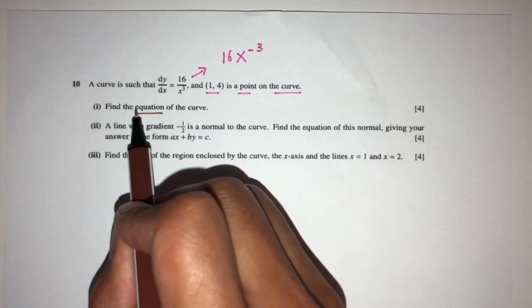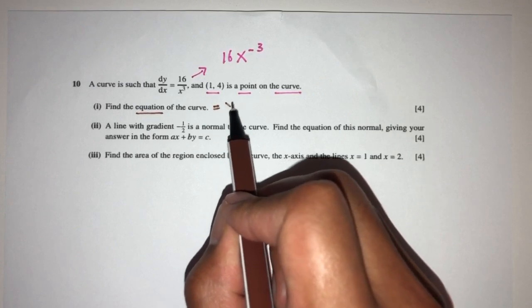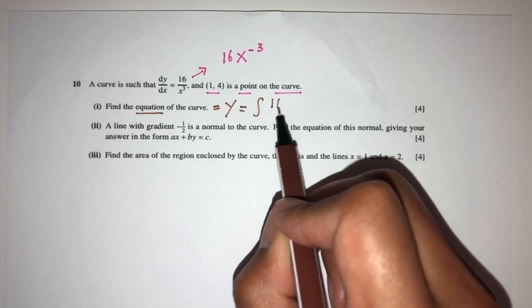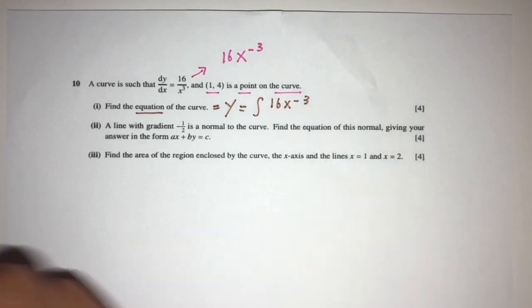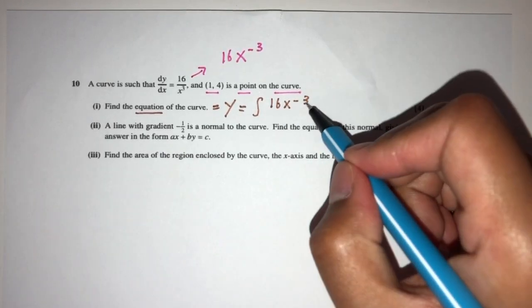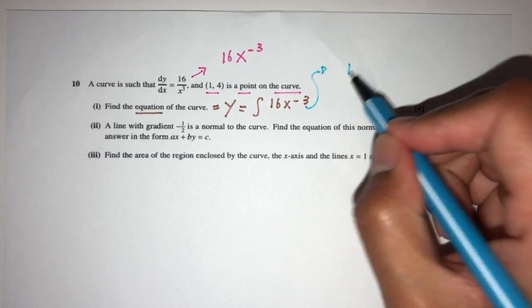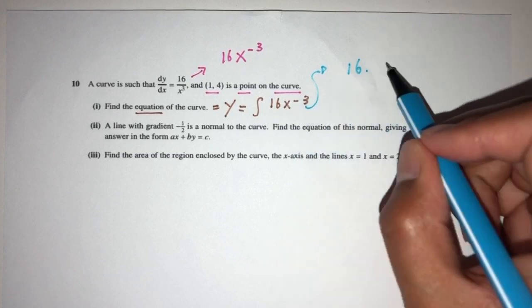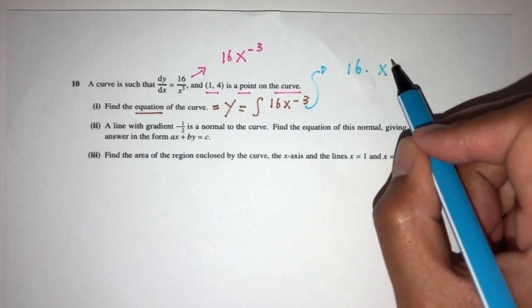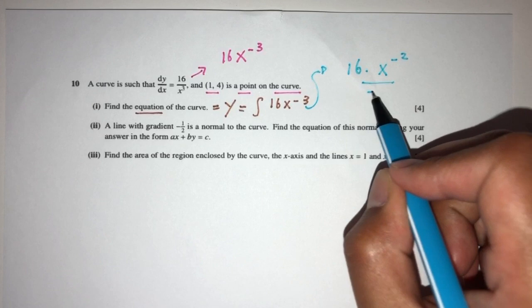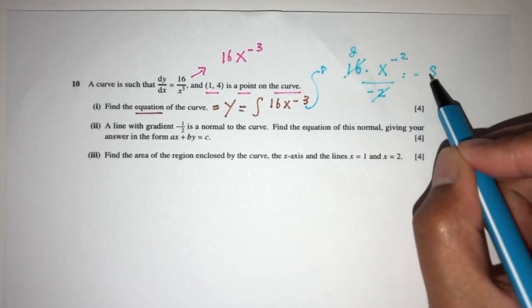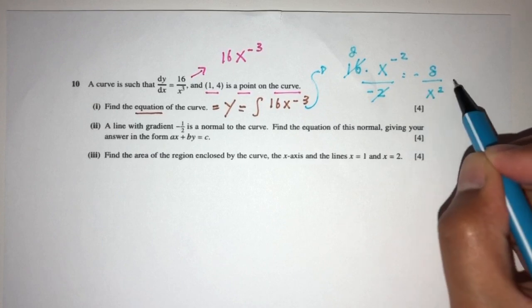So now again, the equation of the curve is simply finding the value of y, which is equal to the integration of dy by dx, which is 16x to the power this. Let's solve. Let's see what happens. That will be 16 is only a multiple, so it will be outside. Then we have to find the integration of this. That will have to be what? First you have to add 1, that will be minus 2, and divide by the power. That should be minus 8 over x squared plus c.